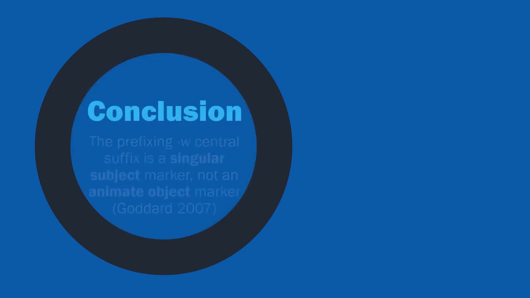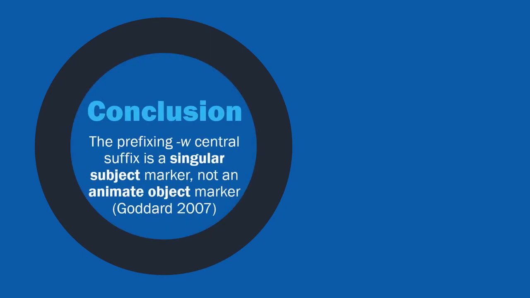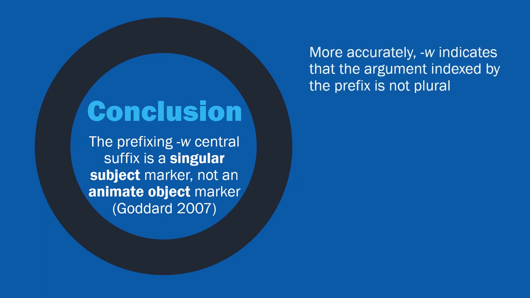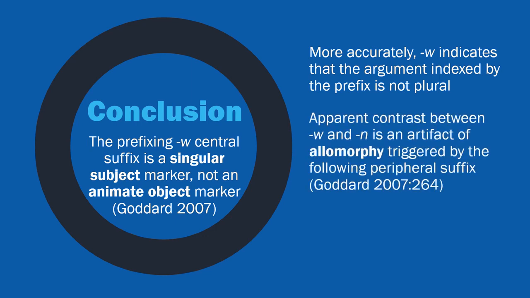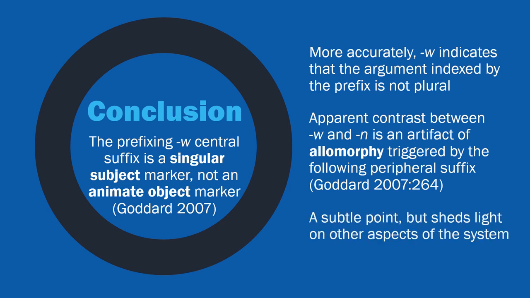To conclude, I've argued that the prefixing W is best understood as a singular subject marker, not an animate object marker. More accurately, the prefixing W indicates that the argument indexed by the prefix is not plural. The apparent contrast between W and N, which has led to a widespread view of W as an animate object marker, is actually not a contrast at all, but rather an artifact of allomorphy triggered by the following peripheral suffix, as Goddard has proposed.